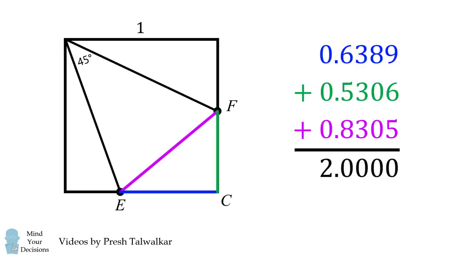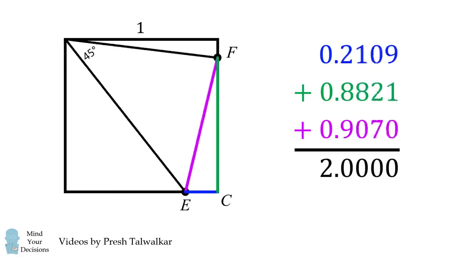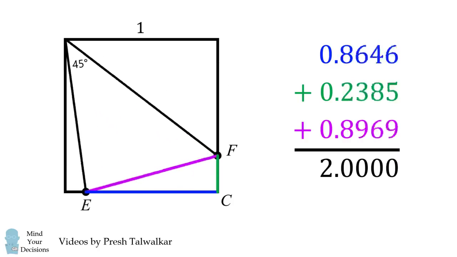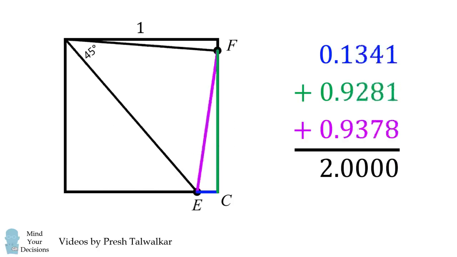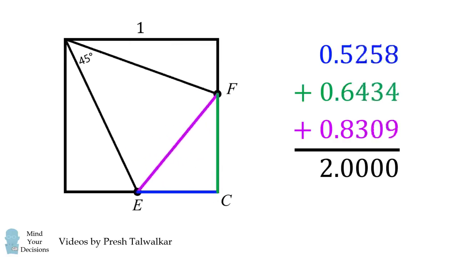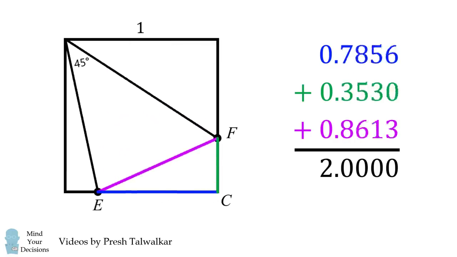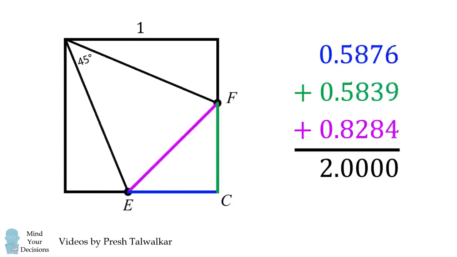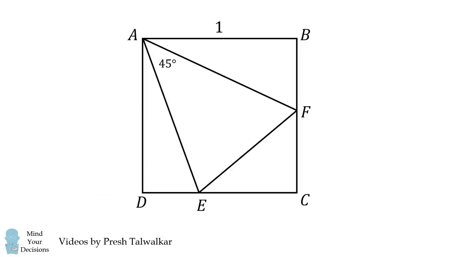Now, what would happen if we change the points E and F? A remarkable thing happens. No matter where we pick the points of E and F, the perimeter of this triangle will always be equal to 2 exactly. This is good enough for a numerical approach, but why does it happen mathematically? Let's prove this. So we go back to our original diagram.